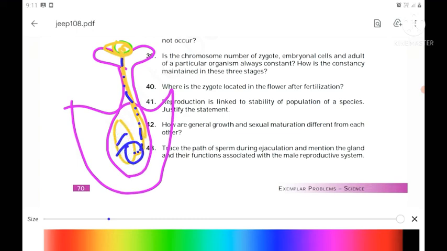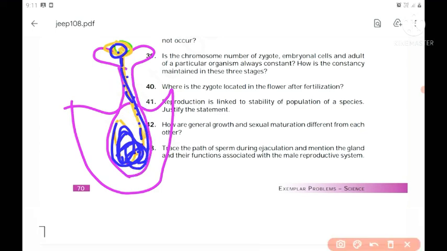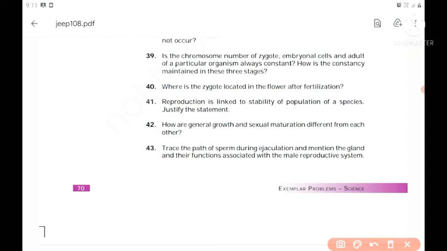This is the female gamete, ovary, and the male gamete is in the pollen grain, which is going to get fused near the ovary or in the ovary. So where does the zygote be located in fertilization? Near ovary. Simple.